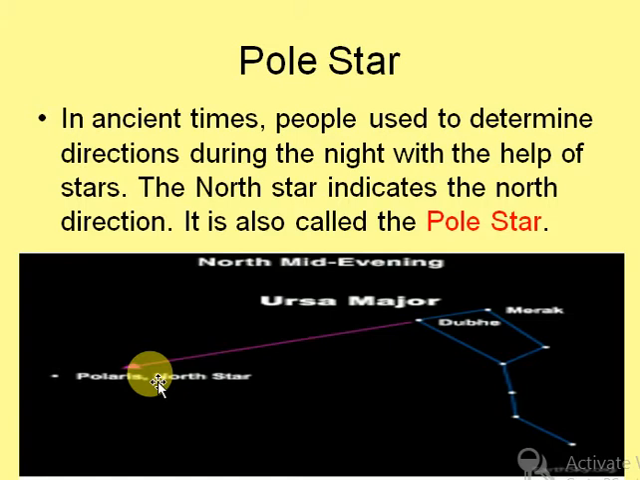Hence it appears to remain in the same position in the sky while all other stars and constellations seem to revolve around it. People in ancient times used to determine the north direction during the night with the help of the north star. Some of the well-known constellations are the Ursa Minor, Orion, Canis Major, Scorpio and Cygnus.